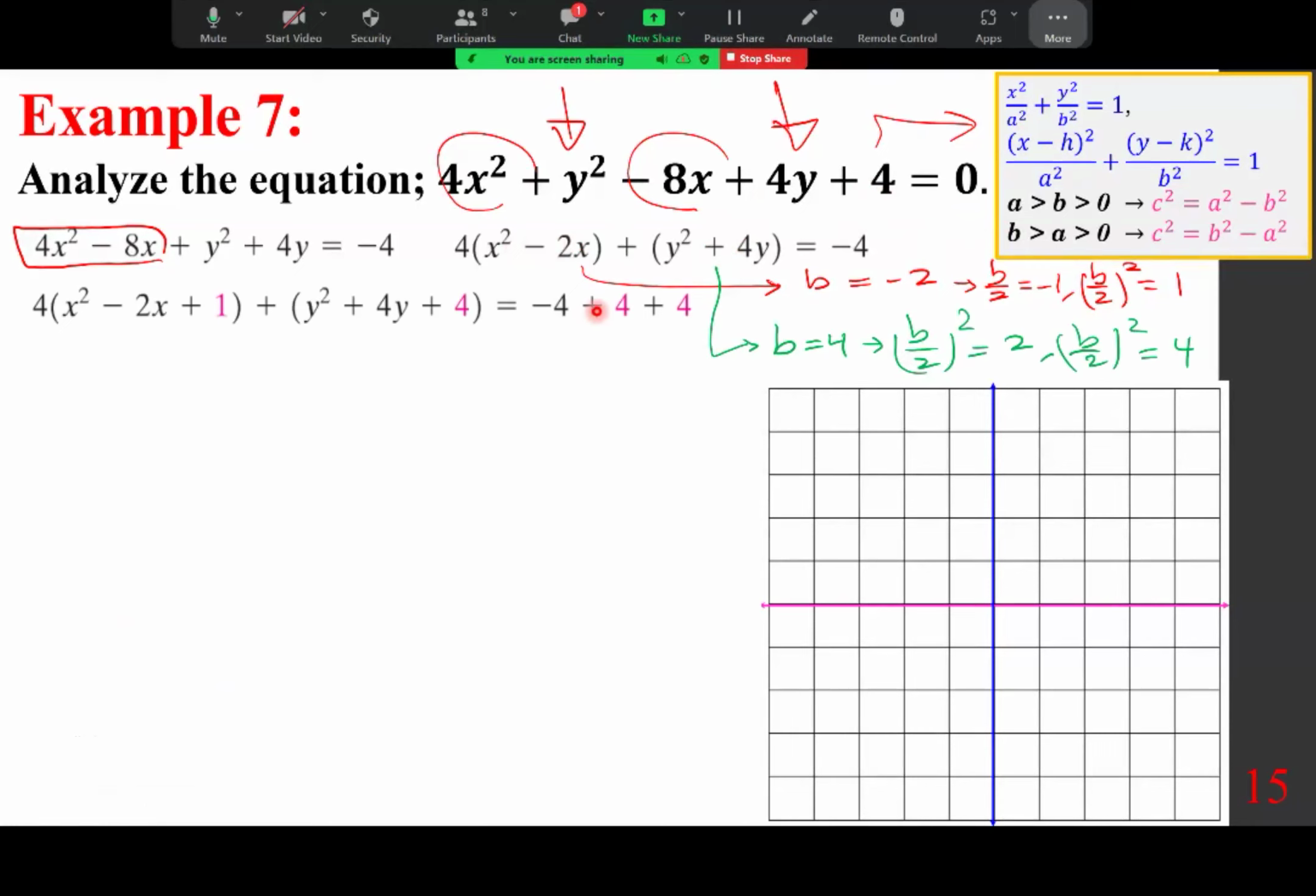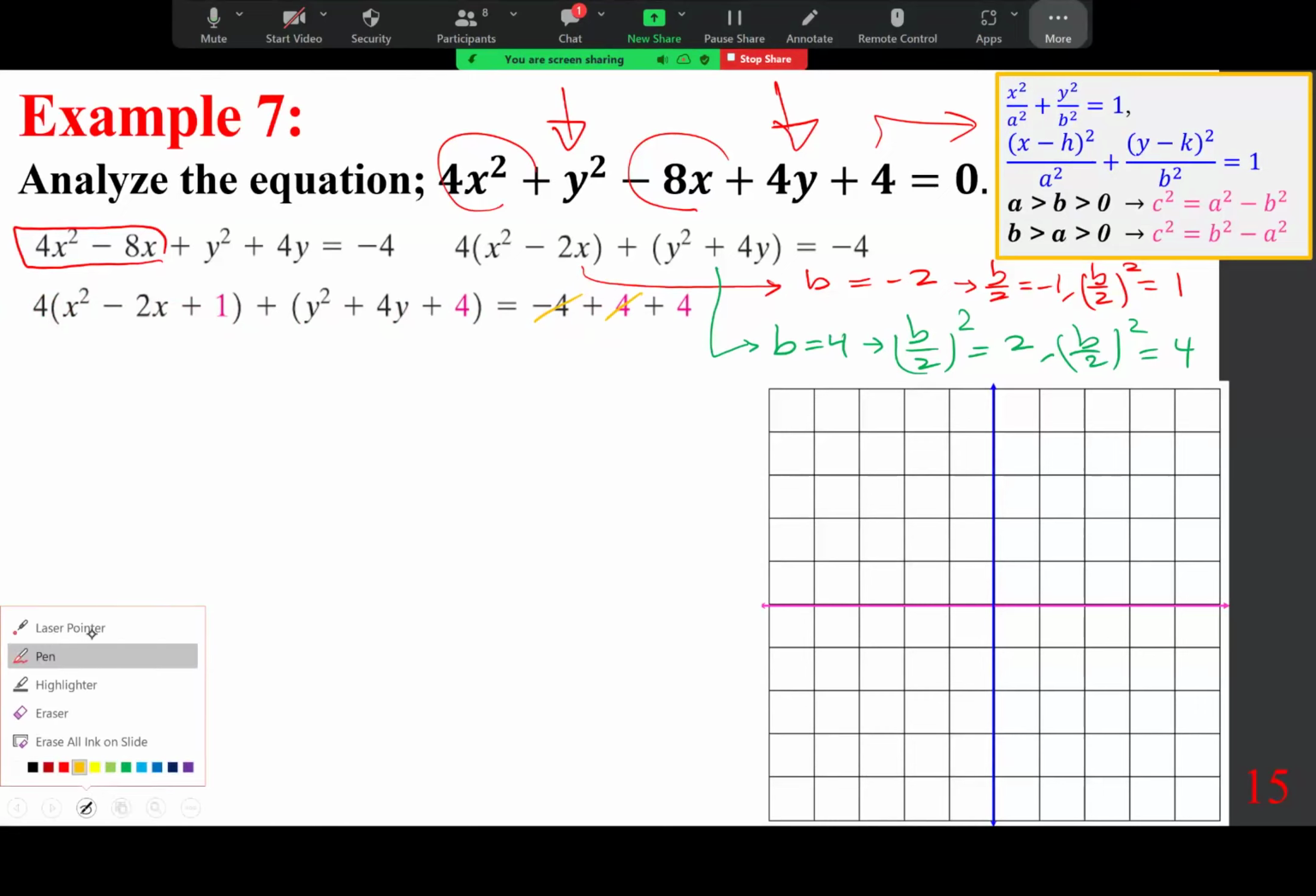So we add 1 and 4. Now, when we add 1 here, that means 4 times 1. Please understand, you're adding the same thing, because there is a 4 in front. This 4 is because of that, and this 4 is because of that. These two cancel each other. So the right side is 4, and the left side is 4 times x minus 1 squared plus y plus 2 squared.